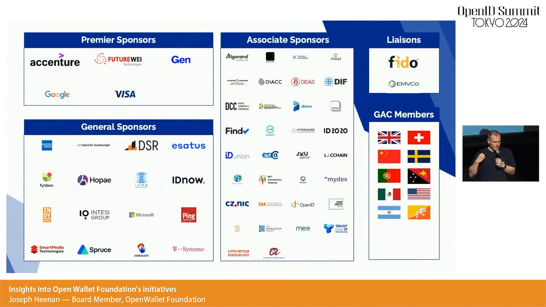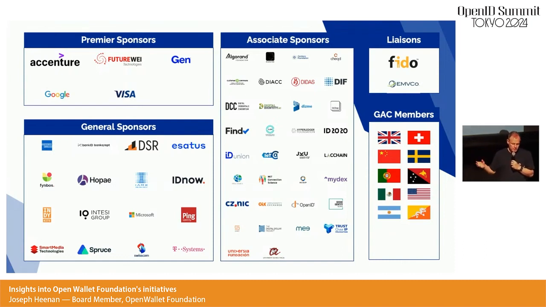So these are some of the sponsors we have. The big sponsors are at the top left: Accenture, Google, Visa, FutureY, who are a division of Huawei, Gen. They're the people that have really got behind OpenWallet Foundation and have been there from the early days. OpenWallet Foundation is only actually about 9 months old now. It was only formed last year, so to have this number of people on board already is a really great achievement and a credit to Daniel Goldscheider, who's our CEO.